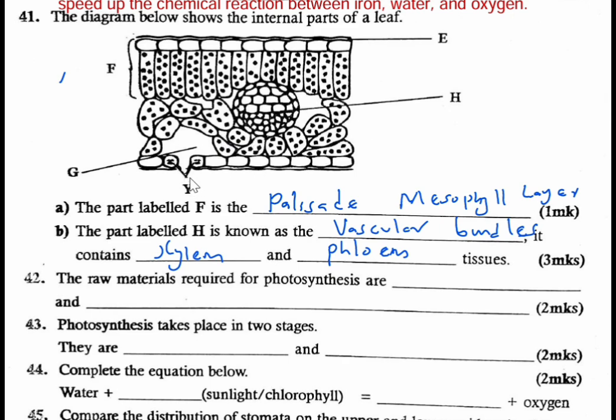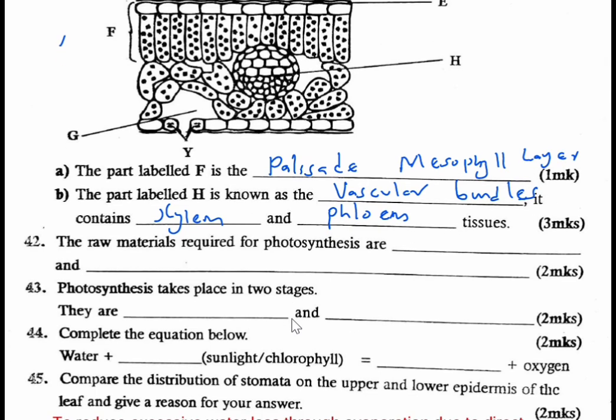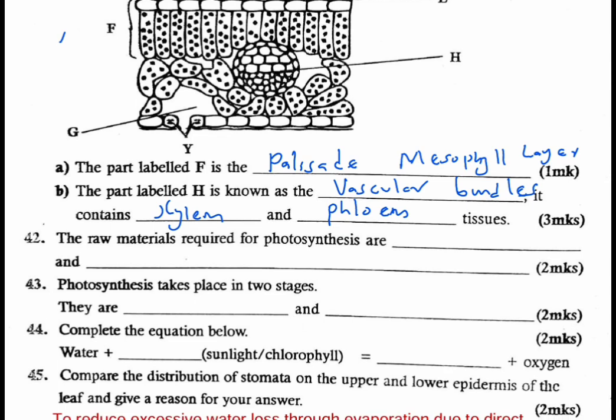So here we have another part labeled Y. You can see Y is pointing these two. This is known as the guard cells. The guard cells, they are guarding the opening. The opening is called stoma in singular. When they are many, we call them stomata. So that is for part A and B. You can see it is 1 and 3 marks. Those are 4 marks. So we continue to question number 42.